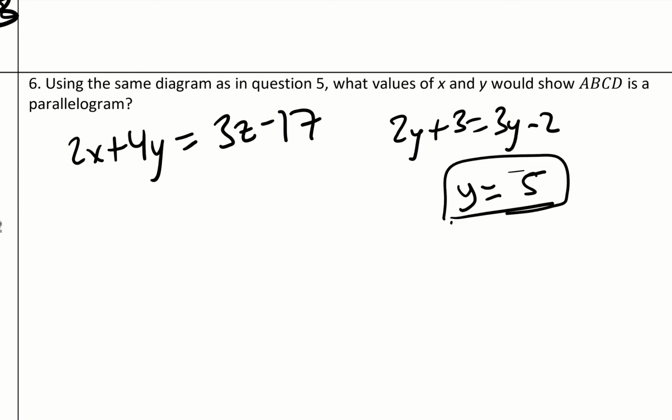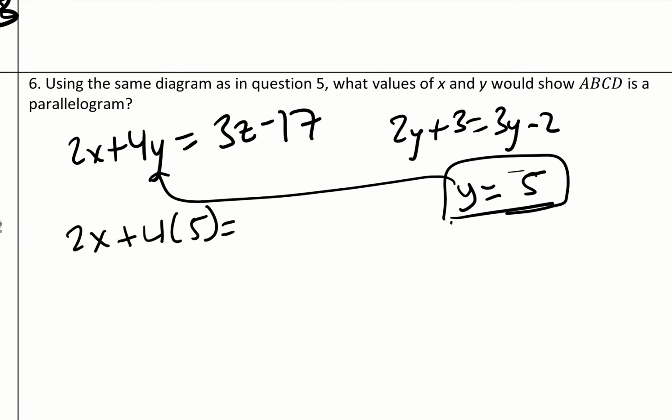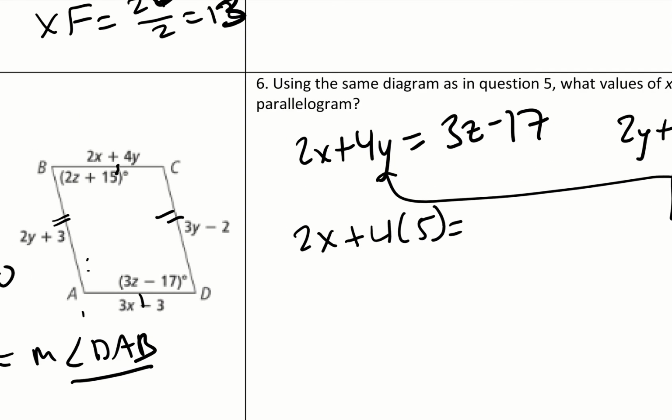I'll have you solve that, just for the sake of time. Plug that in here. We got 2x plus 4 times 5 is equal to... that's not a z, that should be a y. Sorry about that, 3y.